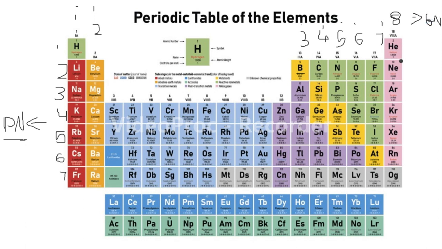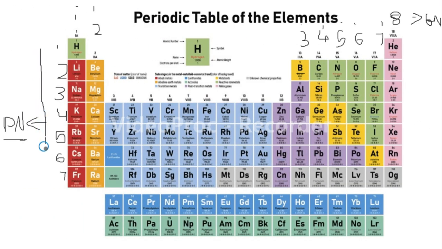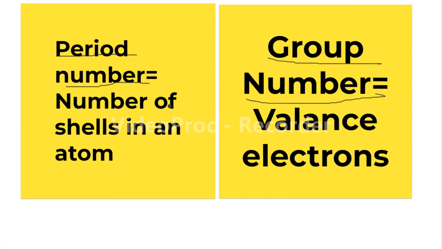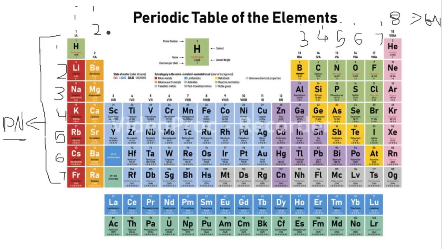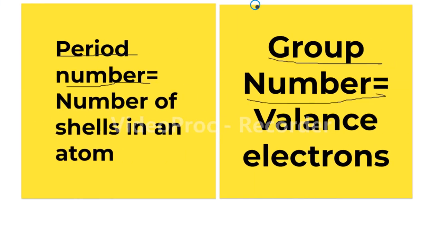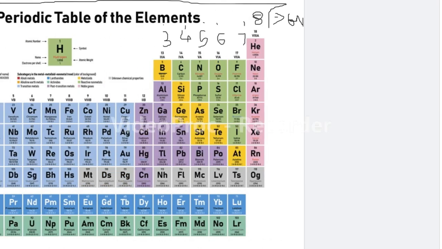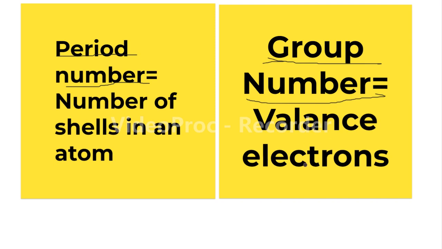Okay. So the period number, which is this part, indicates the number of shells in an atom. I will explain what shells are further on in this video. Then the group number, the ones from here to here, indicates the valence electrons.